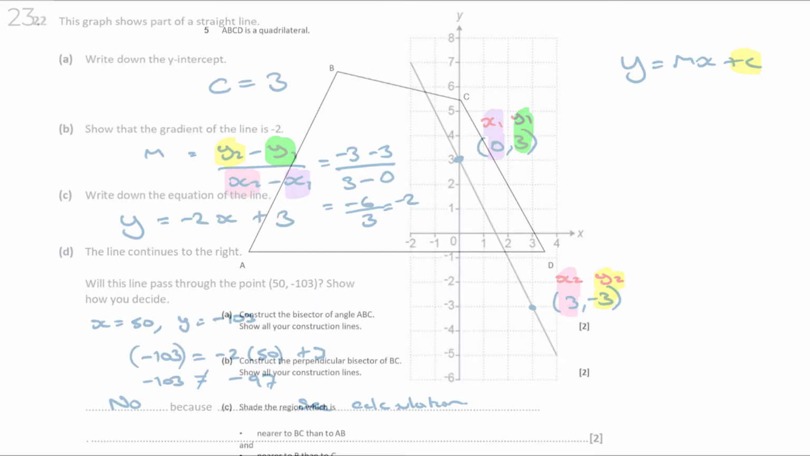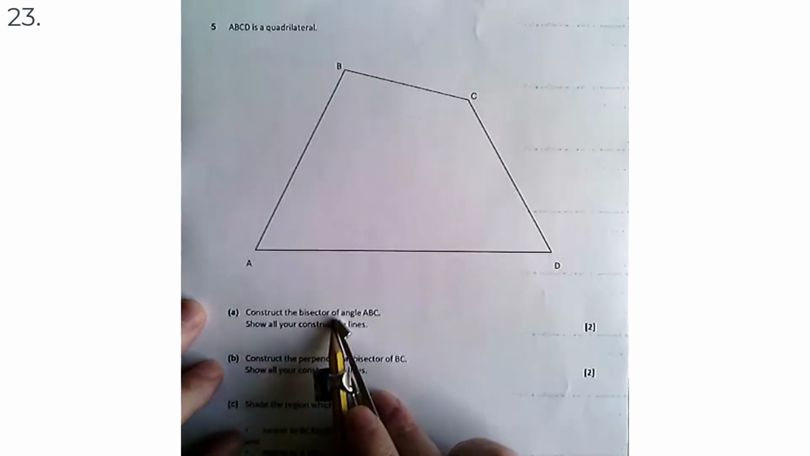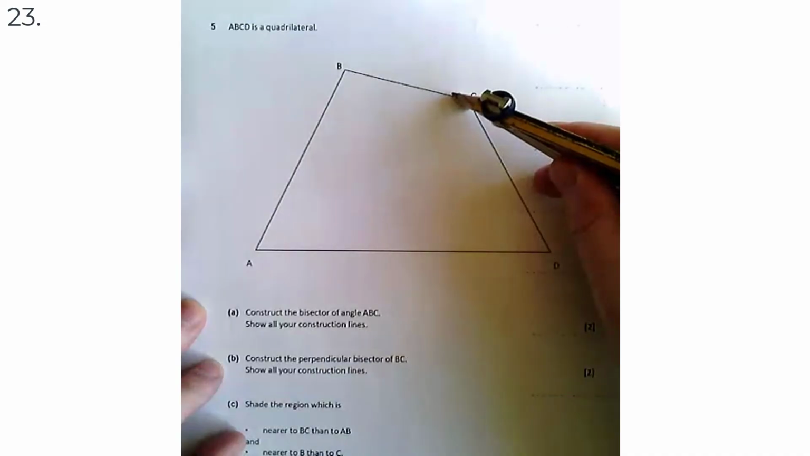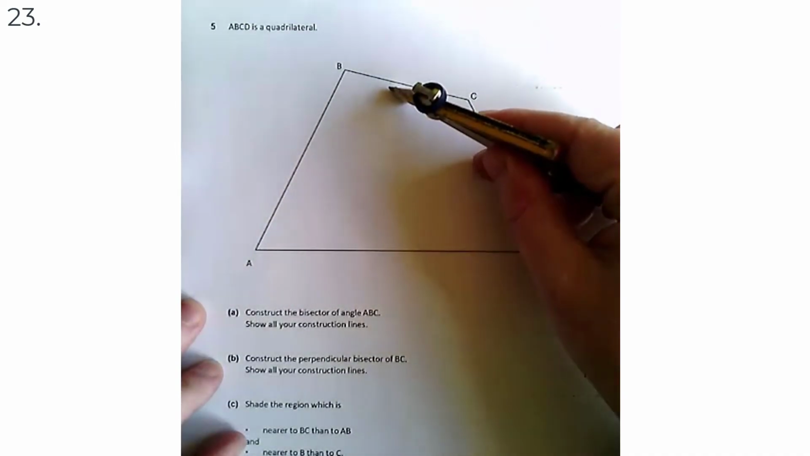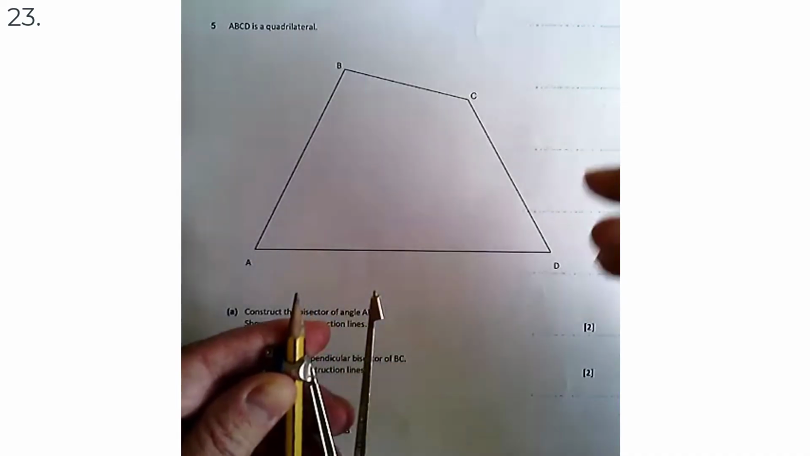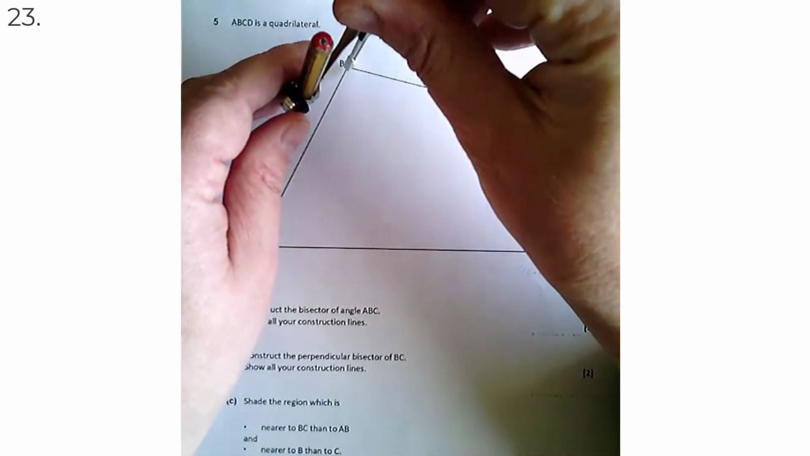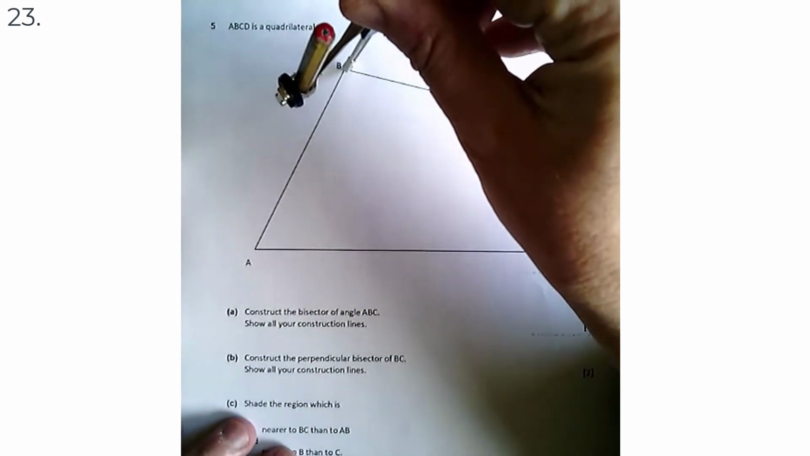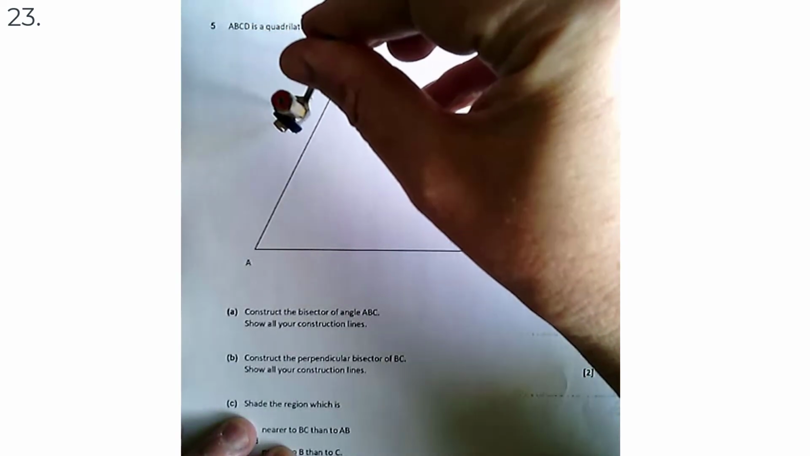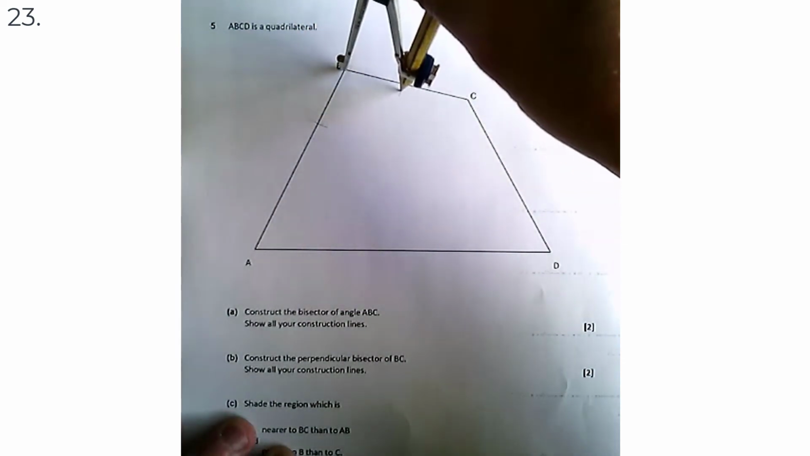I've done it already. ABCD is a quadrilateral, and we need to construct a bisector of angle ABC. Now that's A, that's B, that's C. So ABC is this angle here. So in order to do an angle bisector, we need to put the compass in at the point where we want to create the bisector and draw two arcs, one crossing each of the lines that the angle is between. Okay, and it doesn't matter how long the aperture is, it just needs to be the same.